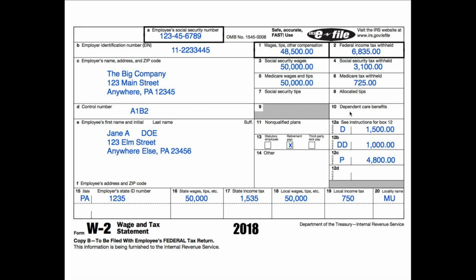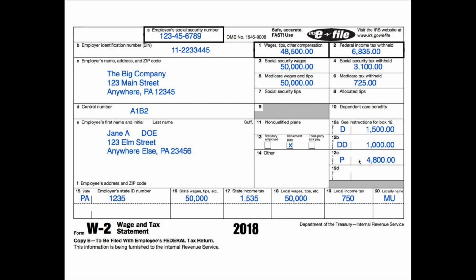We'll skip on down to box 12A, item D here. This is an identifier that you made contributions to a 401k, and this individual made contributions totaling $1,500. In this example, box 12B shows DD, indicating health insurance premiums as paid by your employer. Here we have $1,000 of health insurance premiums, again, paid by your employer, not paid by you.